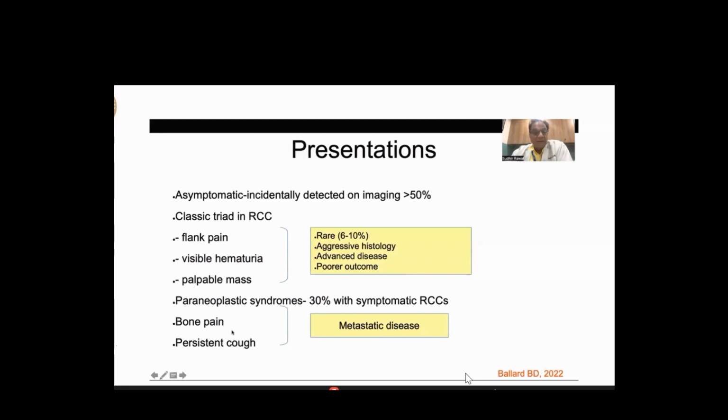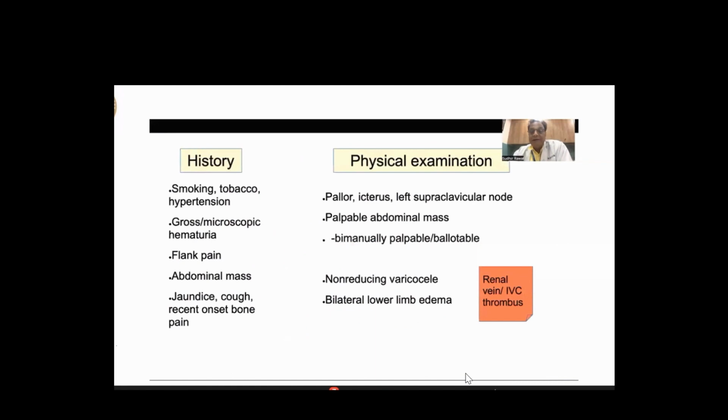Now, if metastatic disease is there, the patient can present with bone pain, persistent cough, and sometimes with an epileptic fit also. A patient can present with just an epileptic fit, and when you do MRI, there is a tumor sitting in the brain, and then when you investigate for primary, there is a tumor in the kidney.